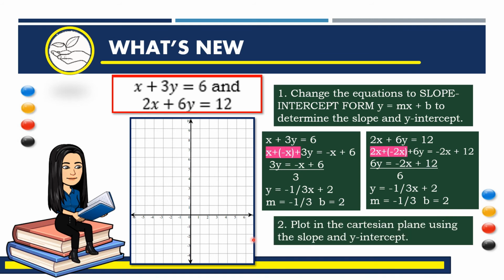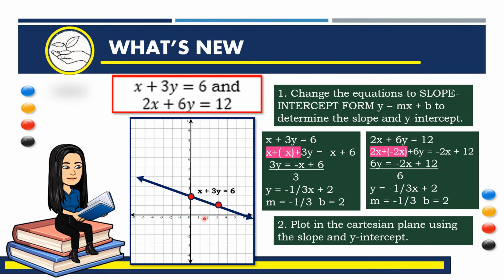And the next step is to plot the points in the Cartesian plane using the slope and y-intercept. So let's plot first the first equation, x plus 3y equals 6. And we will have here (0, 2), since our y-intercept is 2. So the coordinate is (0, 2). And since our slope is negative 1/3, we're going to move 1 unit downward and move 3 units to the right for the run. So we have here the graph of x plus 3y equals 6.